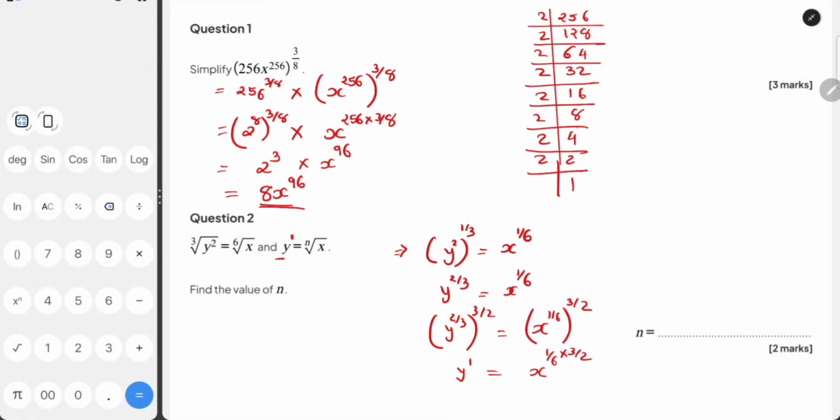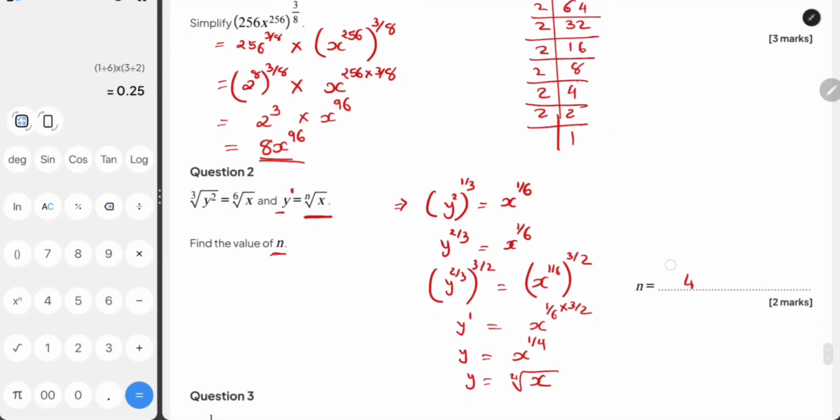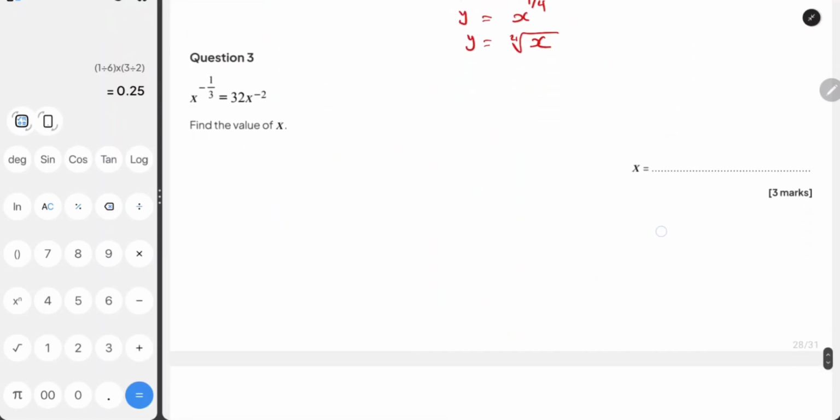For that you can use calculator. 1 divided by 6 times 3 divided by 2, 0.25, which in fraction, if you say, it is 1 by 4, correct? And power 1 by 4 can be written as 4th root of x. So here they are asking nth root of x, and what is the value of n? We are getting 4th root of x, so obviously n is 4. Clear? Okay, see the third question.